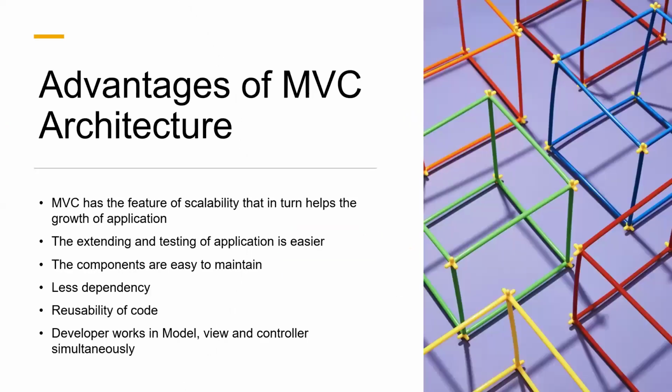Next are the advantages of MVC architecture. Application development becomes fast, and it is easy for multiple developers to collaborate. The MVC architecture design pattern has the feature of scalability, which in turn helps the growth of the application. It also offers less dependency, usability, and easier development and updating of the application, and we have multiple levels properly written. That is why it is easier to debug any kind of application created this way. It makes it easy for developers to work simultaneously on the model, view, and controller.